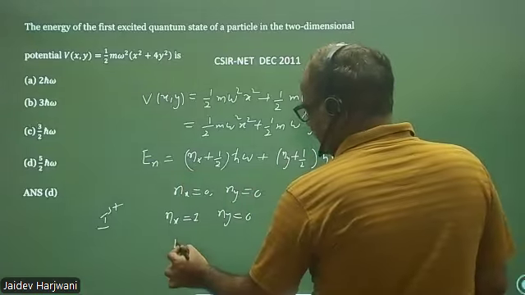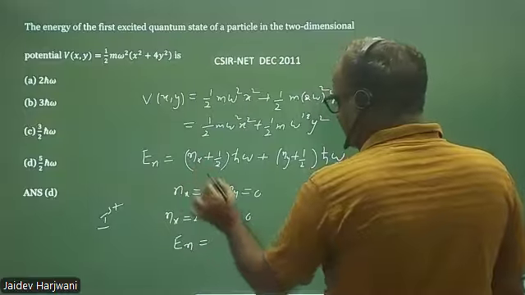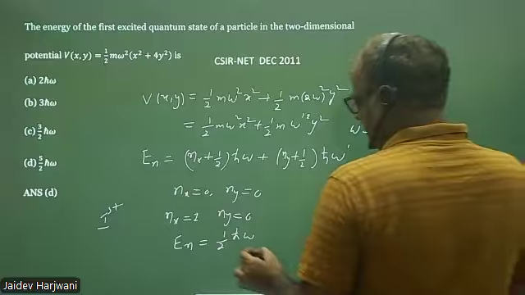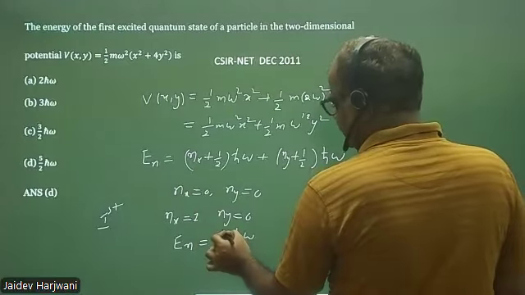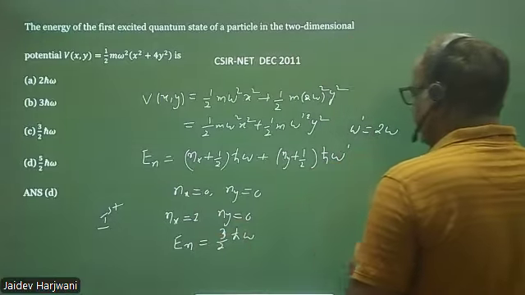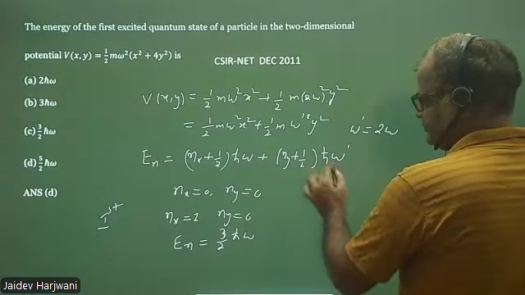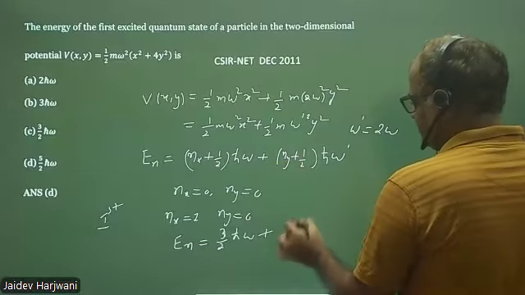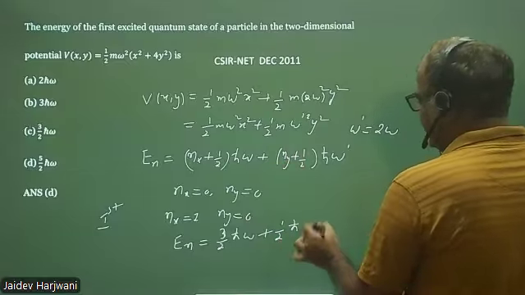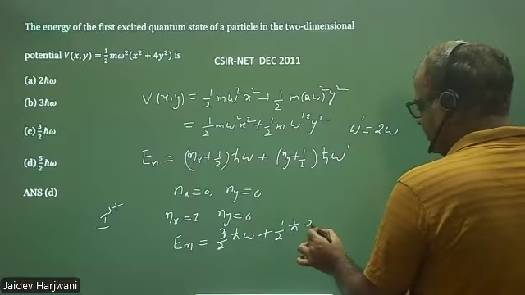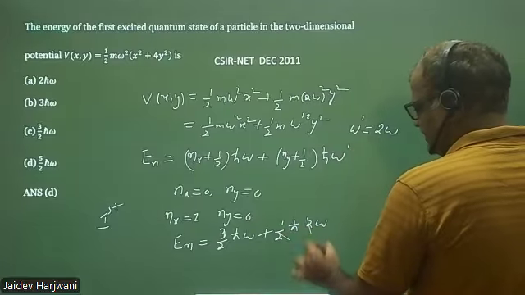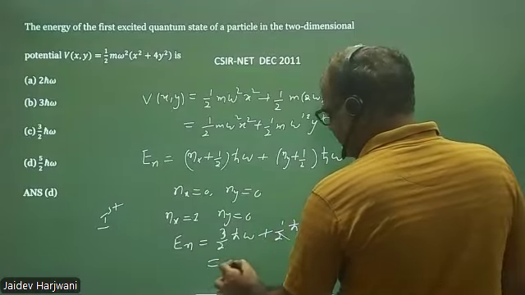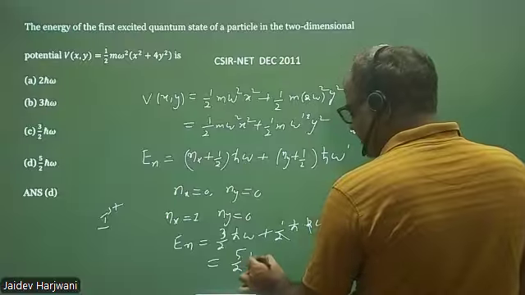So this gives me energy E_n equals to (0 plus half) h cut omega, and when I use this, nx becomes 1 here, so it becomes 3/2 h cut omega. And when we use this one, this gives me ny is equal to 0, so half h cut omega dash, and omega dash is 2 omega. So 2 cancels. So this is 3/2 h cut omega, and this is h cut omega. Total becomes 5/2 h cut omega.